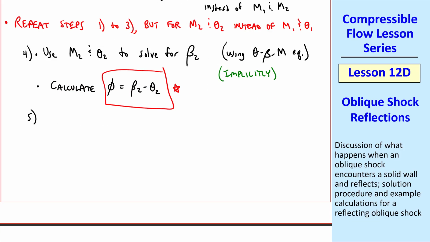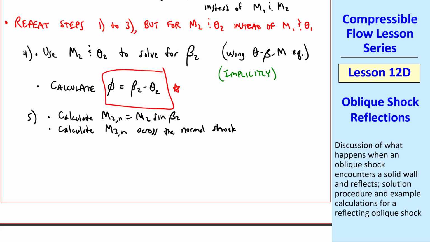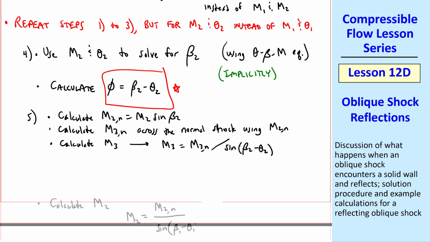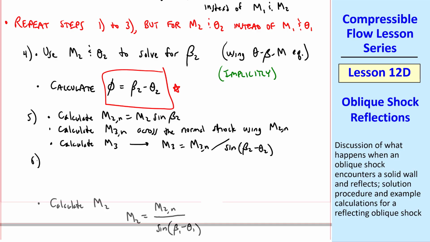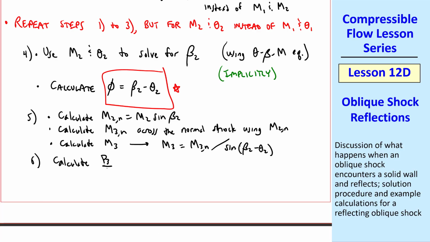Now step 5 is similar to step 2 in that we have these 3 calculations. We calculate M2n, we calculate M3n across the normal shock using M2n, we calculate M3 itself, namely M3 is M3n divided by sine of beta 2 minus theta 2, which is the same equation we had above in step 2, except with subscripts 2 and 3 instead of 1 and 2. Step 6 is to calculate the ratios P3 over P2, T3 over T2, etc. as needed, again using M2n as the upstream Mach number.